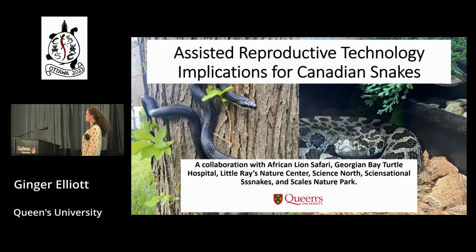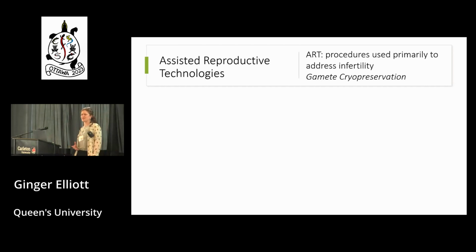We just started about 8 months ago, and we did a year of preliminary work. To introduce it, assisted reproductive technologies are technologies that in some ways support fertility. That can include birth control, when you're limiting fertility, but also products like in vitro fertilization. Specifically, my project will be focusing on cryopreservation and what that can do.